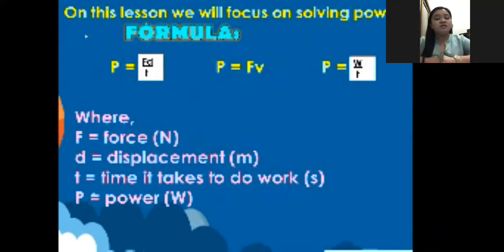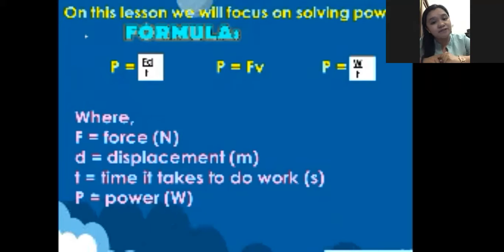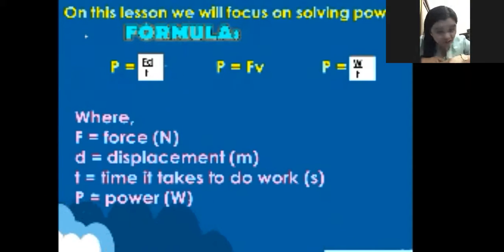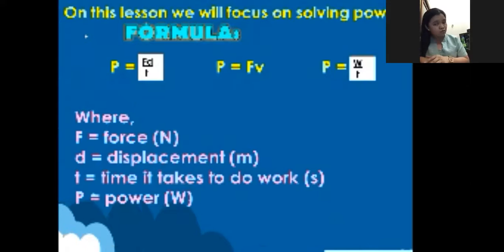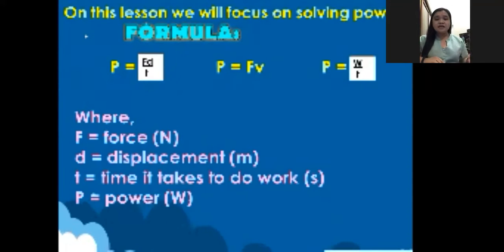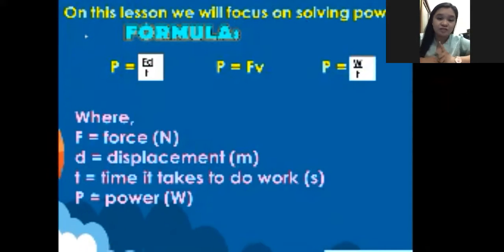Again, what is the formula in getting power? First, P is equal to FD over T. P is equal to FV. And P is equal to W over T. Wherein F is equal to force, D is equal to displacement, T is equal to time it takes to do work, and P is equal to power. Is it clear? Don't forget that. Again, the formula is P is equal to FD over T.